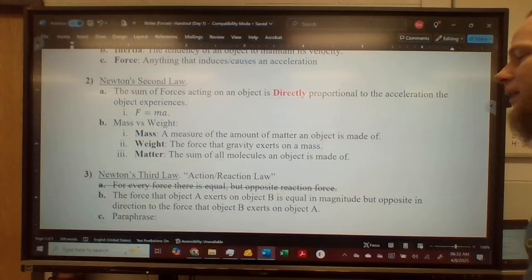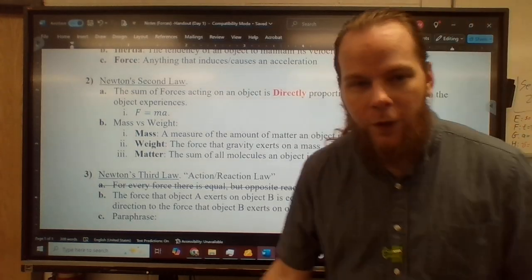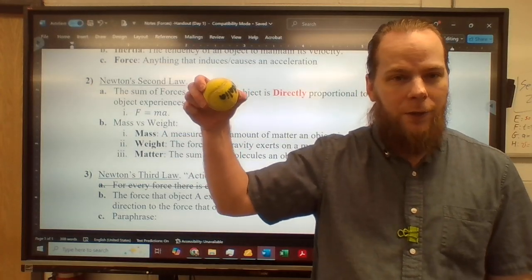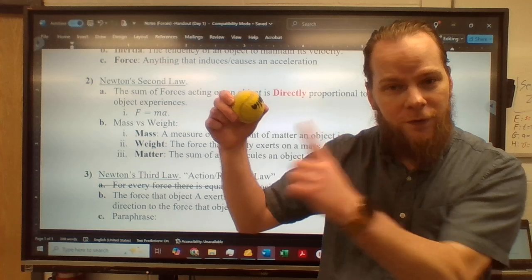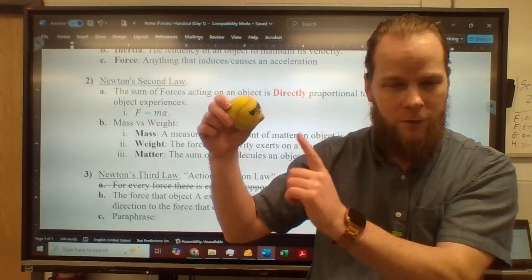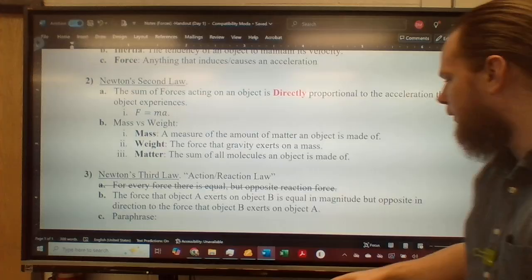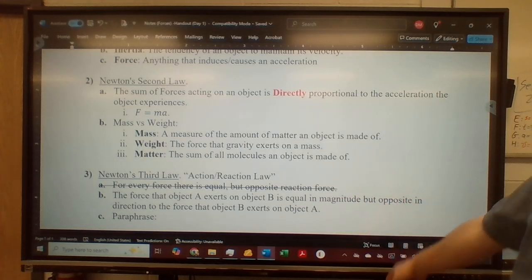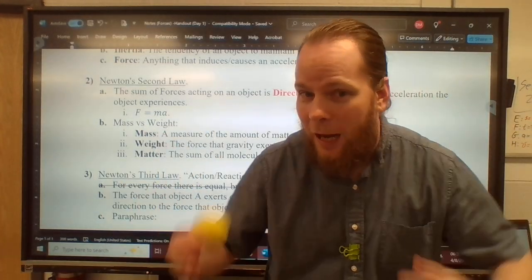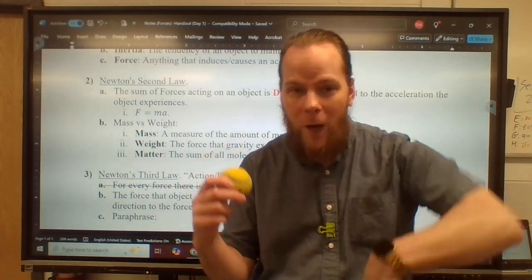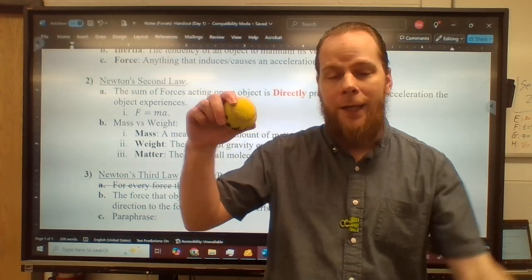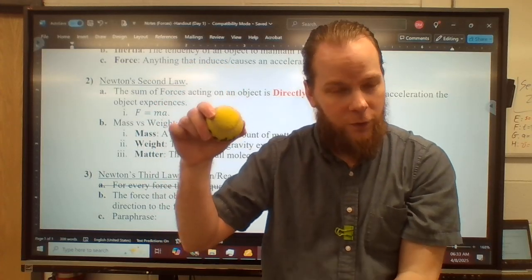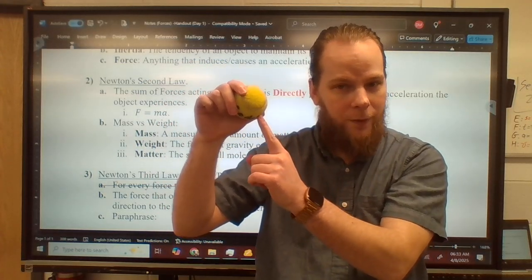Okay, the force that object A exerts on object B. So let's say the Earth is object A and object B is the tennis ball. Okay, the force that the Earth exerts on the tennis ball, object A on object B, is equal in magnitude but opposite in direction. Magnitude is the number, how big the force is. The direction is which way. So the Earth is pulling the tennis ball down. That's the force that the Earth is exerting on the tennis ball.